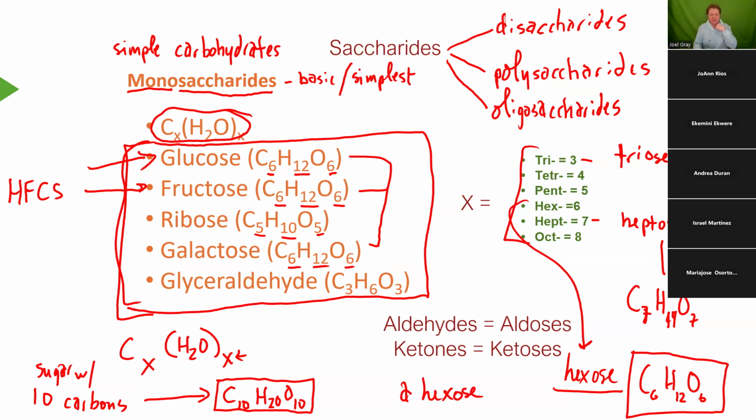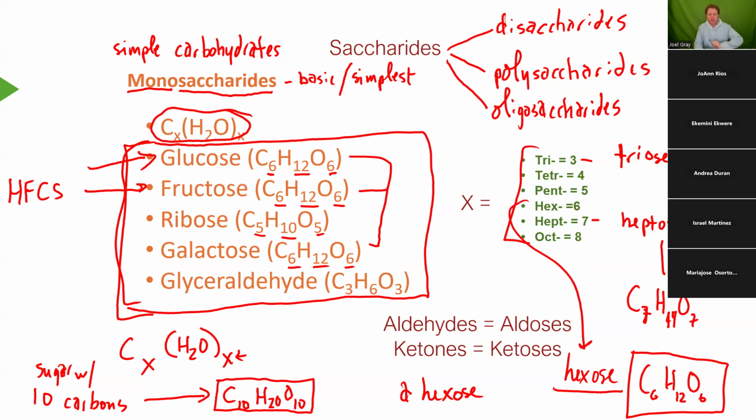What that means, and what I want you to take away from this, is there are multiple different hexoses. This is my Oprah moment. Glucose is a hexose, fructose is a hexose, galactose is a hexose. There are multiple isomers of hexose. So glucose, galactose, and fructose are all examples of a hexose.